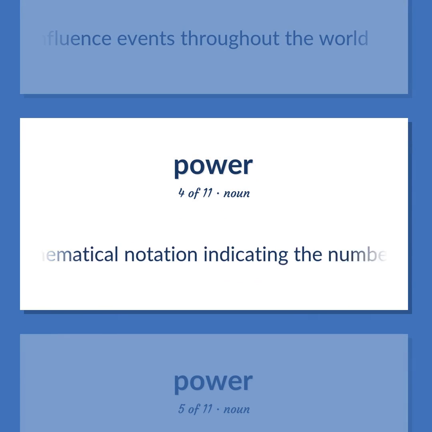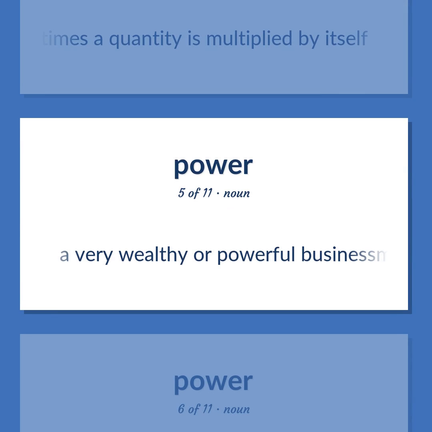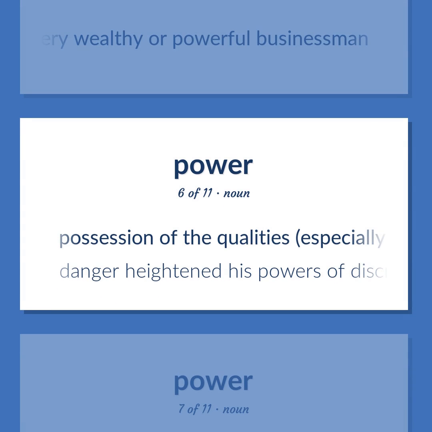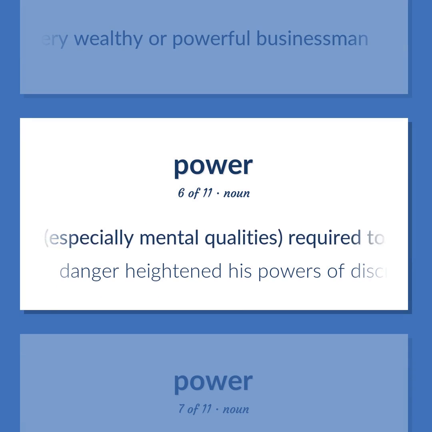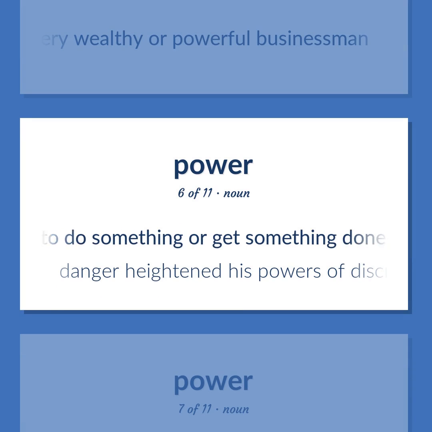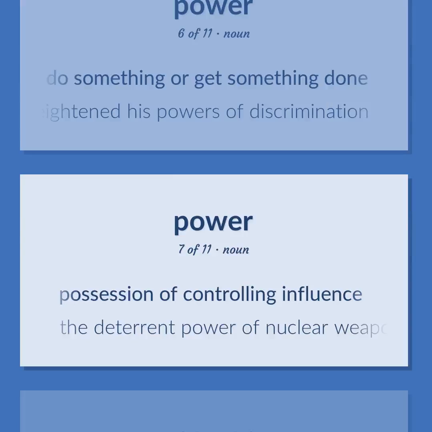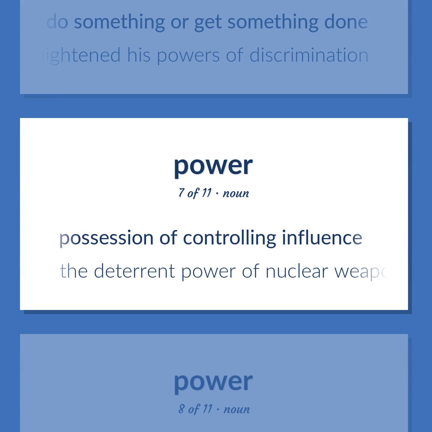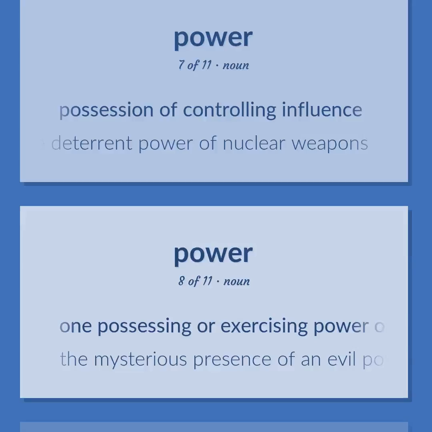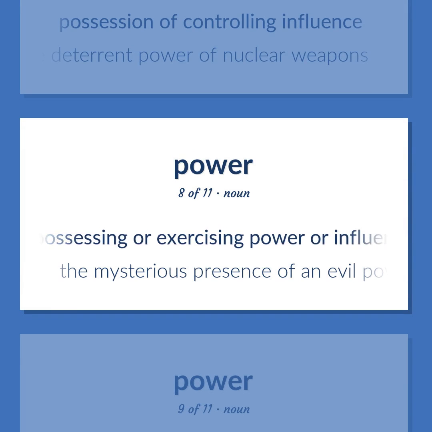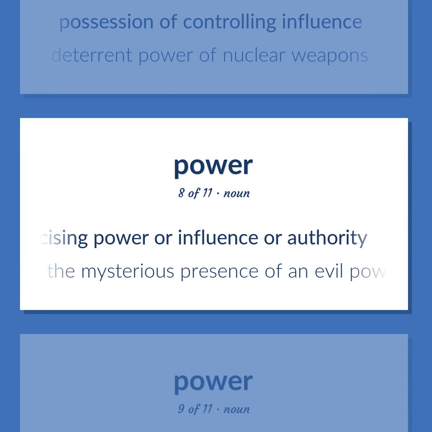A mathematical notation indicating the number of times a quantity is multiplied by itself. A very wealthy or powerful businessman. Possession of the qualities, especially mental qualities, required to do something or get something done. Danger heightened his powers of discrimination. Possession of controlling influence. The deterrent power of nuclear weapons. One possessing or exercising power or influence or authority. The mysterious presence of an evil power.